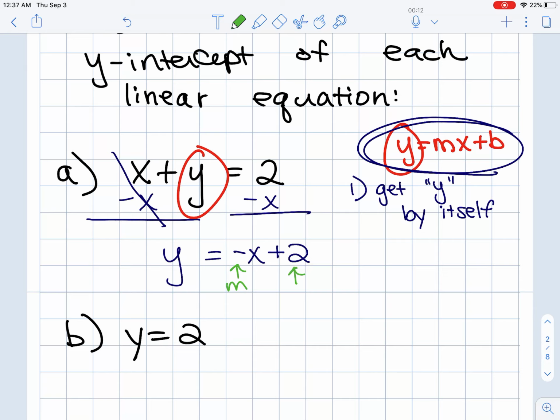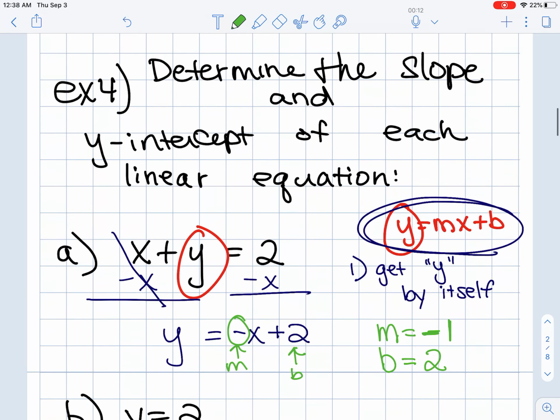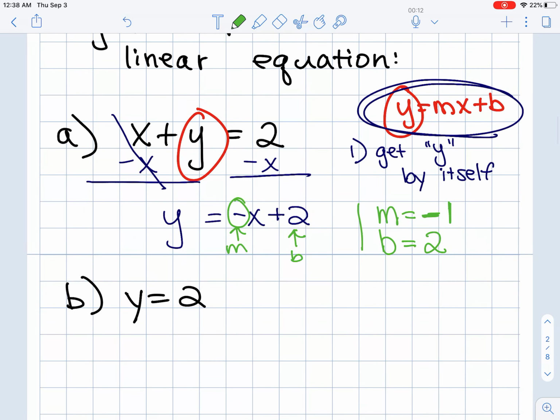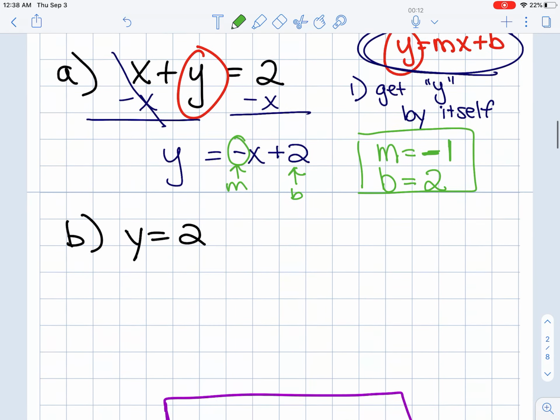mx plus b. So in this case, m is a negative 1. Remember, when there's nothing in front of a letter or a variable, there's a coefficient of 1 because 1 times anything is itself. And the value for b, or the y-intercept, is 2. So we determined the slope and the y-intercept of that equation.